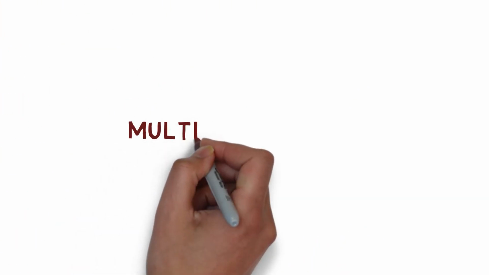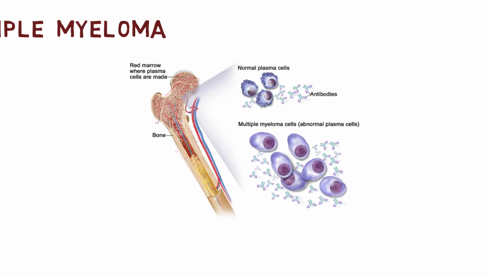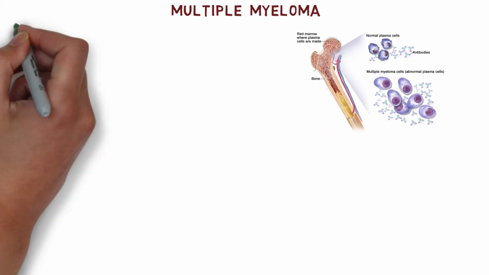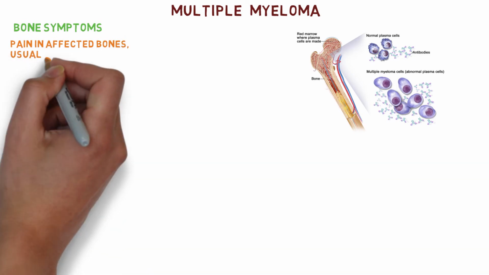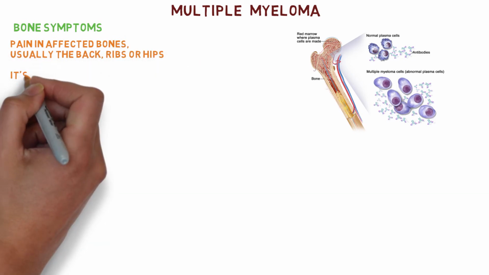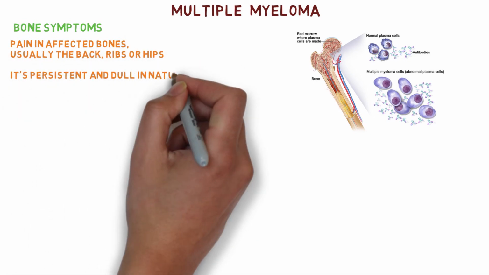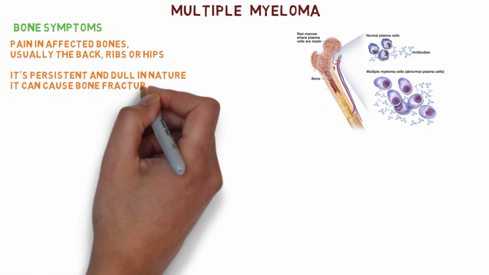Moving to the multiple myeloma. Multiple myeloma is a rare form of cancer, characterized by excessive proliferation and improper function of plasma cells, found in the bone marrow. We can remember symptoms of multiple myeloma as bone symptoms. Pain in affected bones, usually the back, ribs or hips. It's persistent and dull in nature. It can cause bone fracture and spinal cord compression.